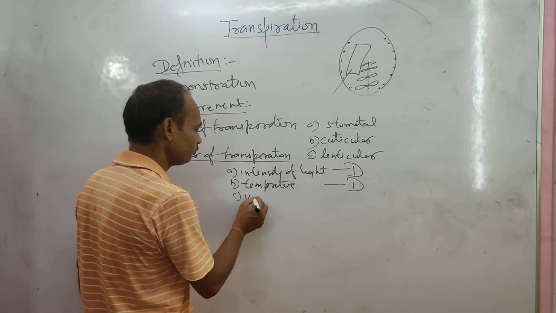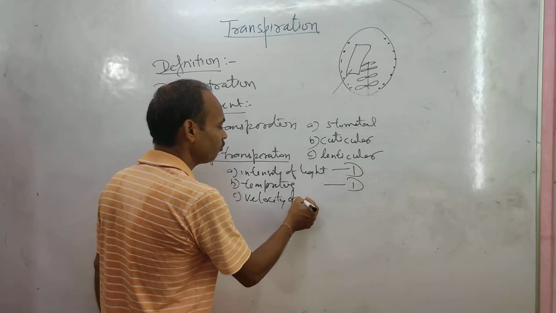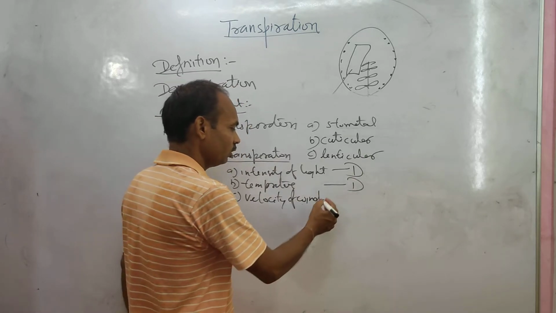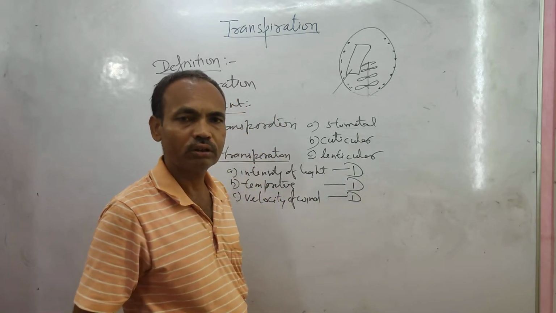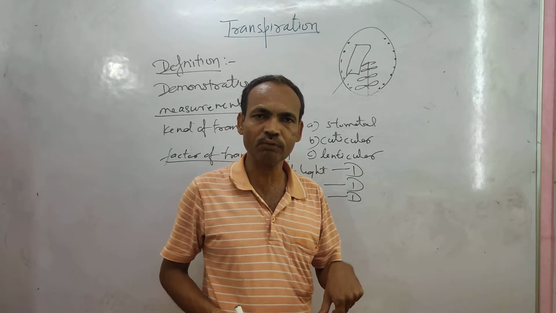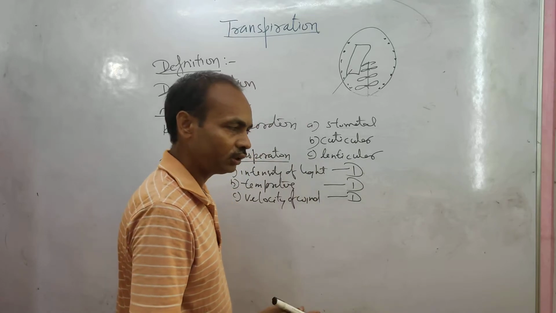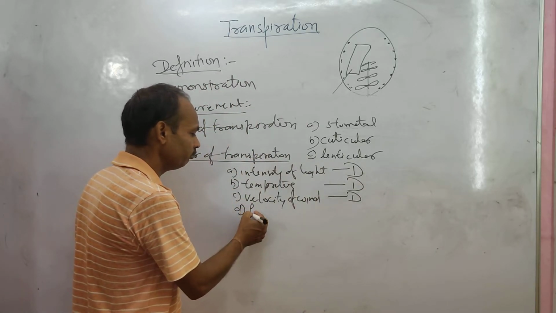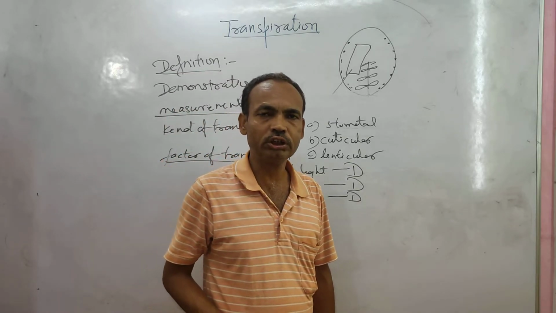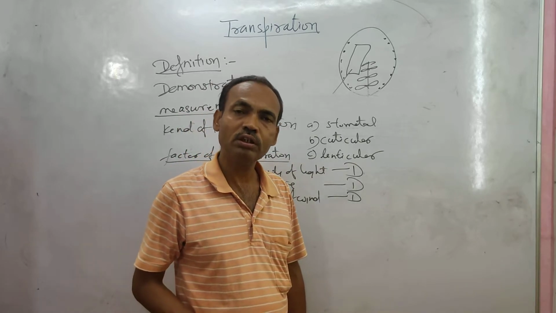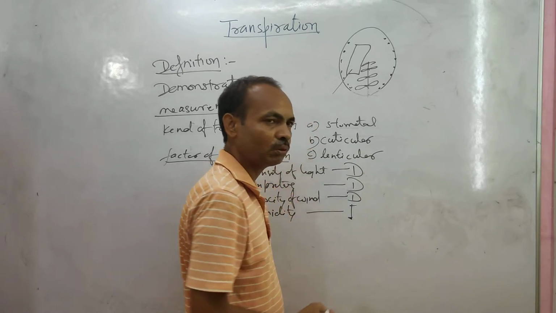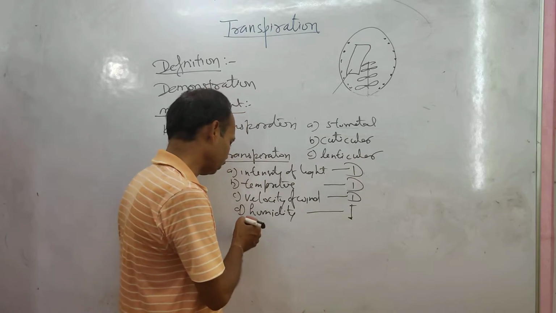Velocity of wind. It is also a factor for transpiration, and it is also directly proportional. It means more velocity of wind, more transpiration; less velocity of wind, less transpiration. Another important factor is humidity. It is not directly but inversely proportional, because more humidity means less transpiration, and less humidity means more transpiration.